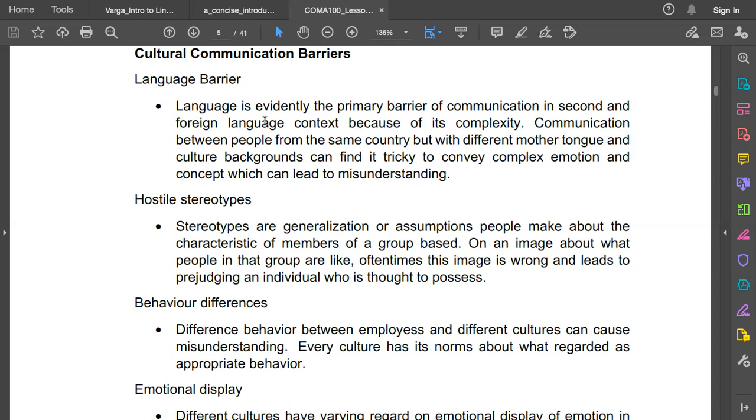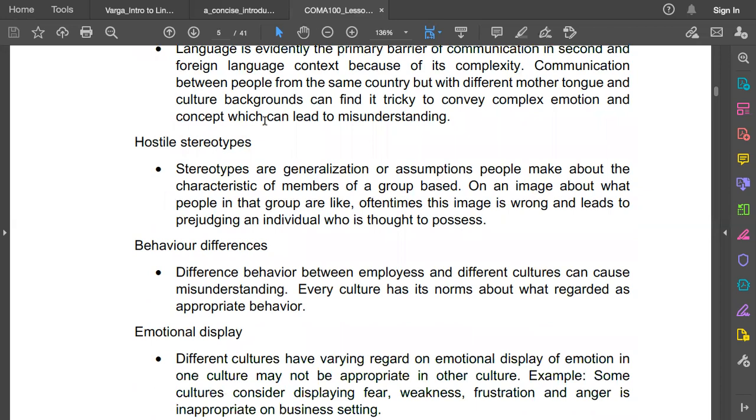Because the amo is Tagalog and the kasambahay is Bisaya. In Bisaya, langgam is ibon. So somehow, they're having miscommunication and misunderstanding just with regards to feeding the pet, because of the difference in what you call birds in Bisaya and what you call birds in Filipino or Tagalog.